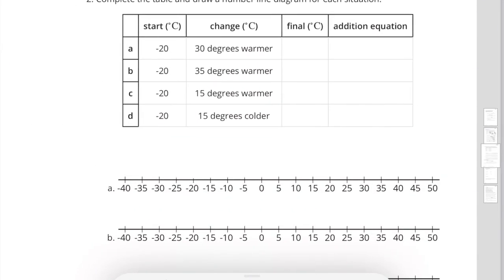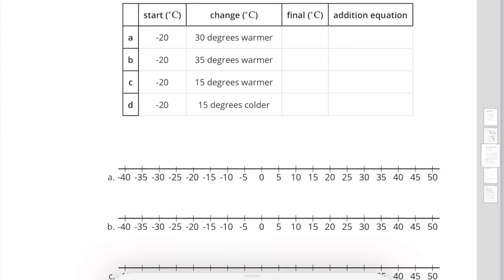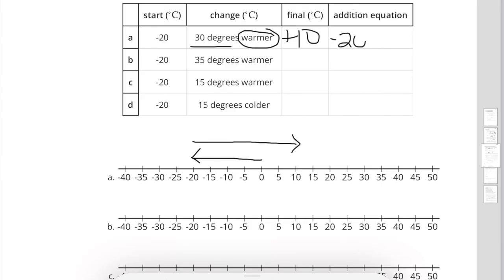Okay, on number 2, same thing, but we're starting at a negative. We're starting at negative 20, so we would start at 0, and our first arrow would go to negative 20. We have a change of 30 degrees, and warmer tells me that I'm moving to the right. So 30 degrees to the right. So there's 10, 20, 30. So I end up at positive 10. My addition equation is negative 20 plus 30 equals 10.